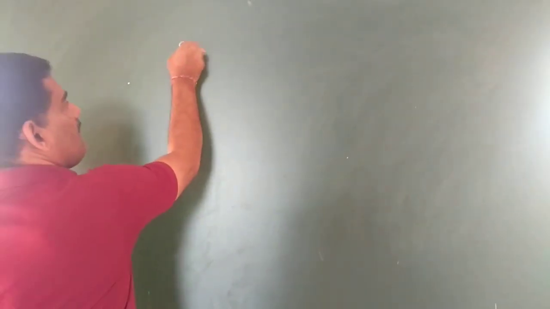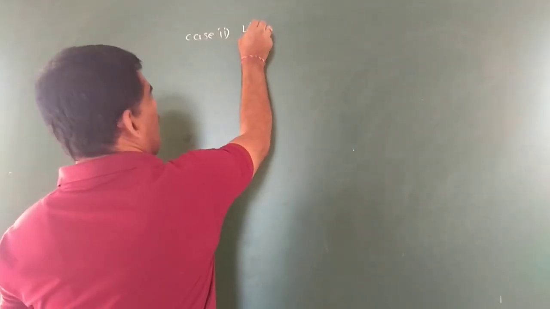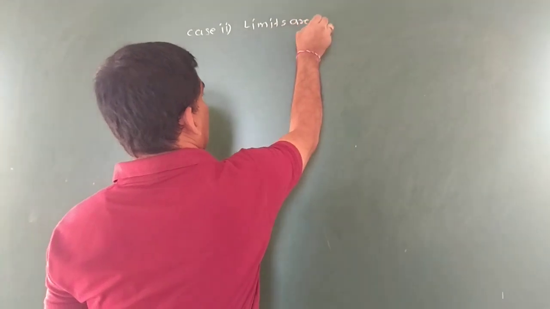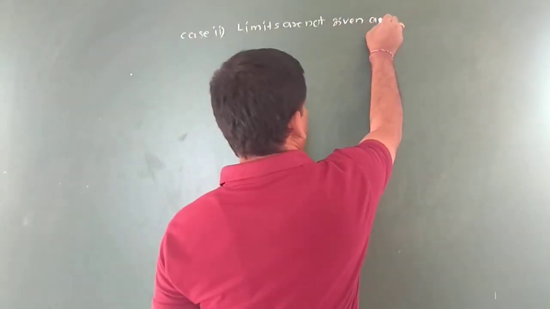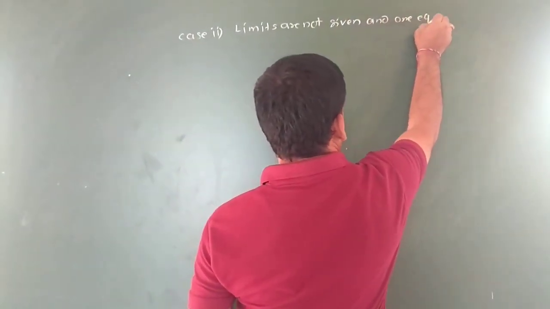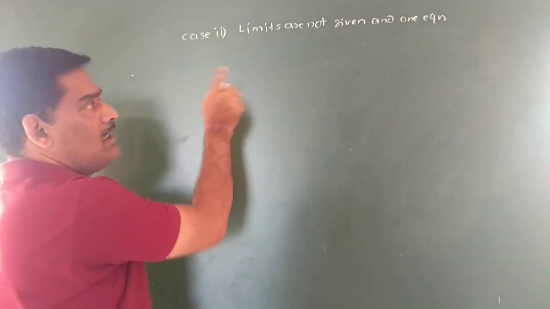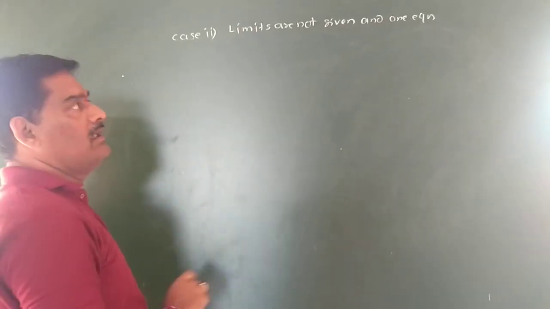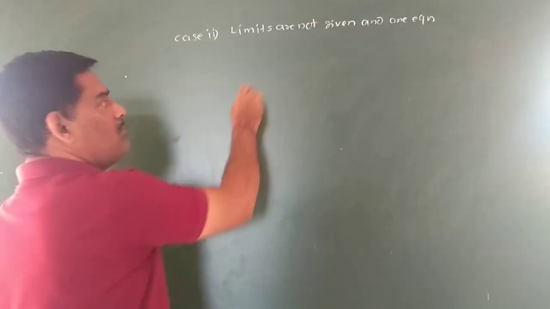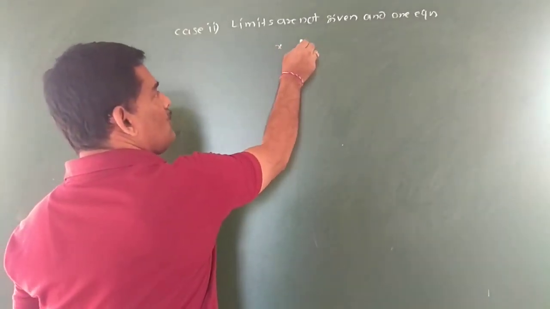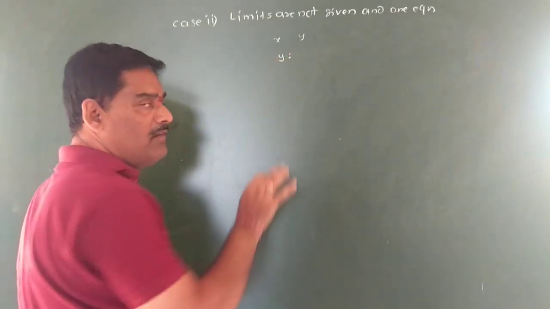Now let us take case number 2. In case 2, limits are not given, but they have given one equation. In that particular case, in order to evaluate the double integral, first you select the second variable from the given equation. That means the given equation consists of two variables x and y. From that equation, you select first the y variable.